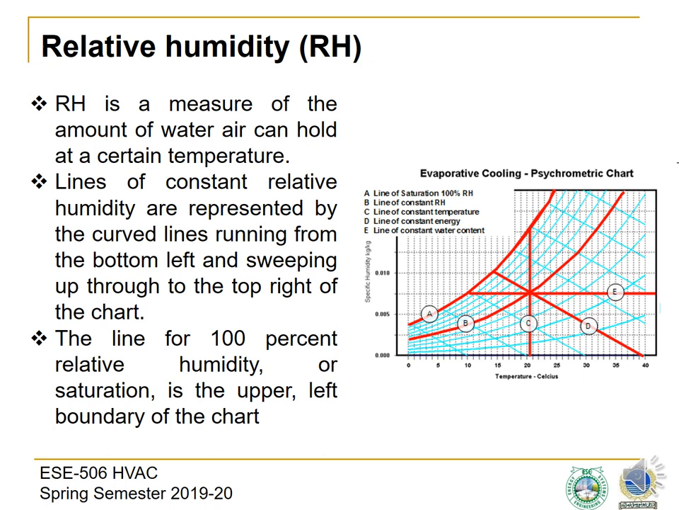So in simple words, we can say that relative humidity is the amount of moisture content which is present in the moist air divided by the moisture content of air which can be retained in air at saturation condition. This was the definition of relative humidity in simple words.